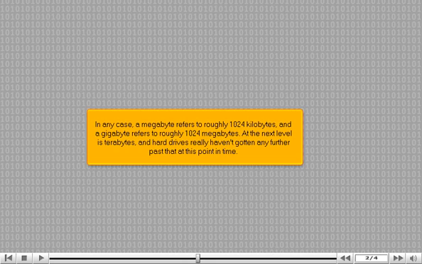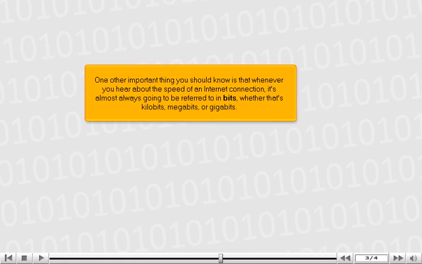At the next level is terabytes, and hard drives really haven't got any further past that at this point in time. One other important thing you should know is that whenever you hear about the speed of an internet connection, it's almost always going to be referred to in bits, whether that's kilobits, megabits, or gigabits.